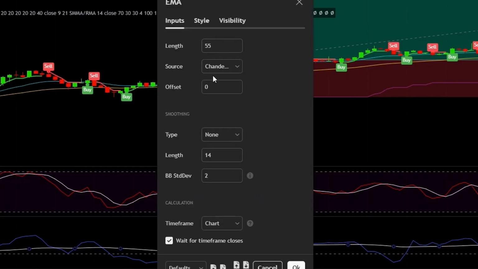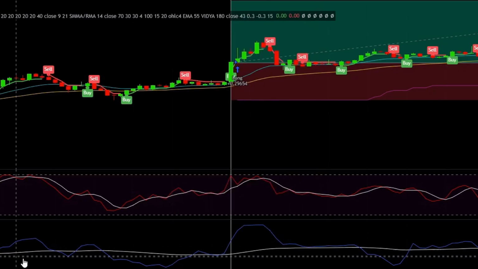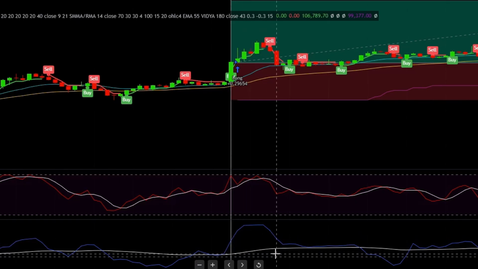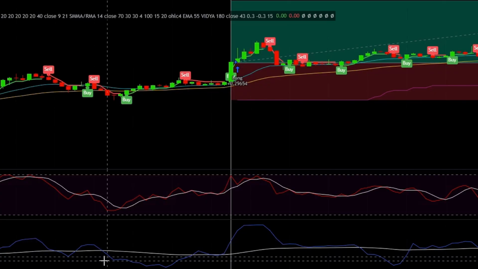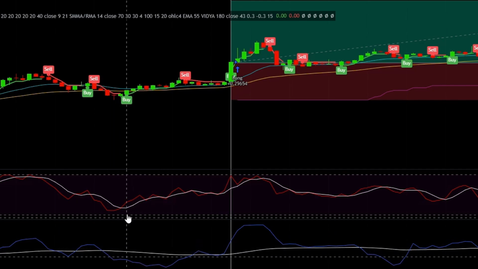Here are its settings, so I set its source to ChandeMo. And this blue line is the candle momentum line. Now we can only enter into a long position if the candle momentum line, the blue one, is above the candle momentum based moving average. This will make sure that we are in an uptrend and the momentum is pointing upwards. And simply we can only enter short if the opposite is true, so when the candle momentum line is under the candle momentum based moving average.